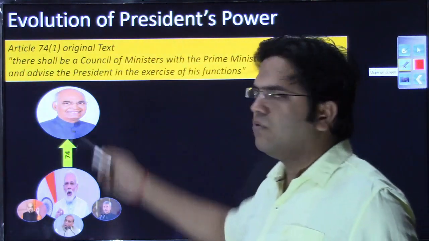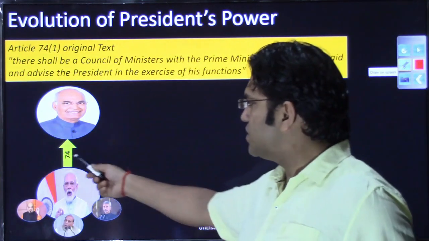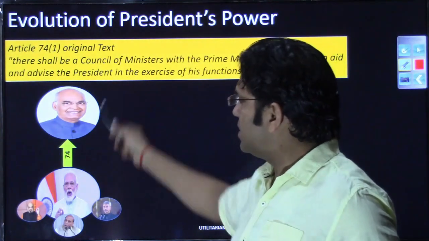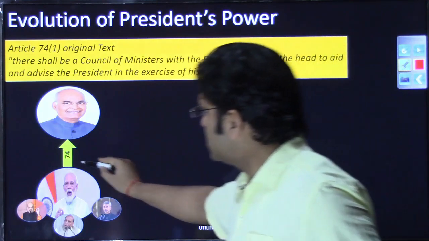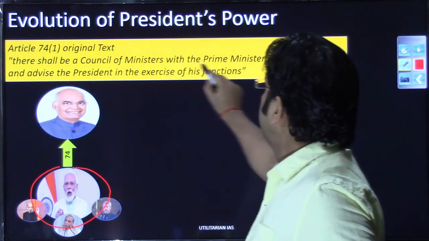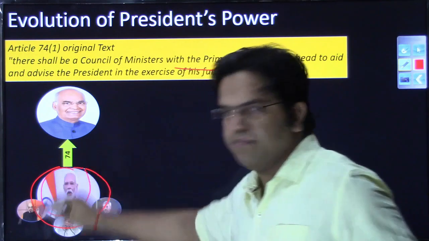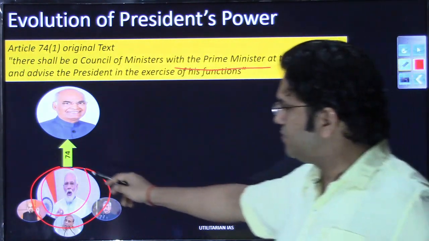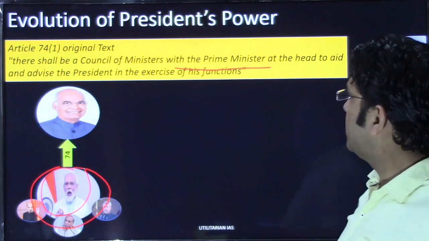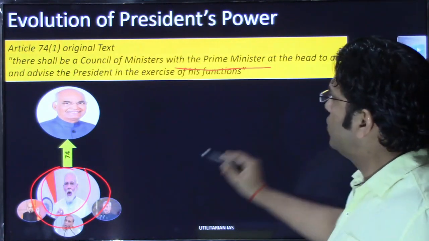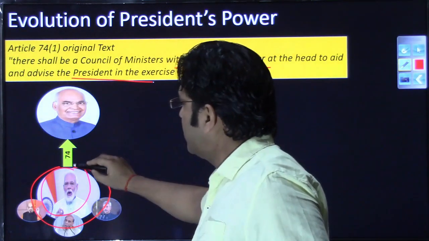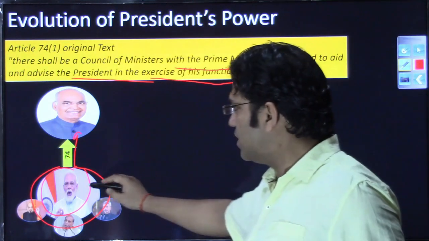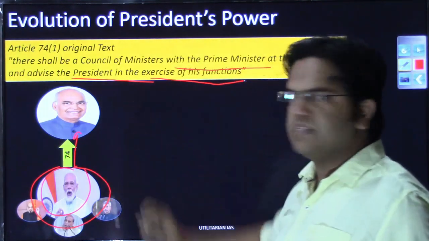So let us read it. Article 74(1) defines the relationship between the council of ministers and the president. It reads that there shall be a council of ministers with the prime minister as its head. So you have the prime minister who will be heading this council of ministers, and the function would be to advise the president in the exercise of his functions. So in what function would this council of ministers be advising the president?